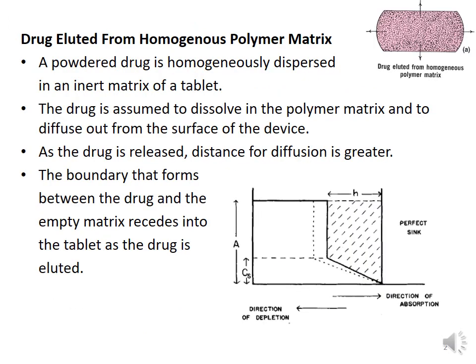Drug eluted from homogeneous polymer matrix. Probably the simplest method of obtaining sustained release of a drug from an oral dosage form is incorporation of a drug in an inert matrix. Inert means insoluble and non-interacting with the biological fluids. Release of the drug from inert matrix occurs by leaching mechanism.